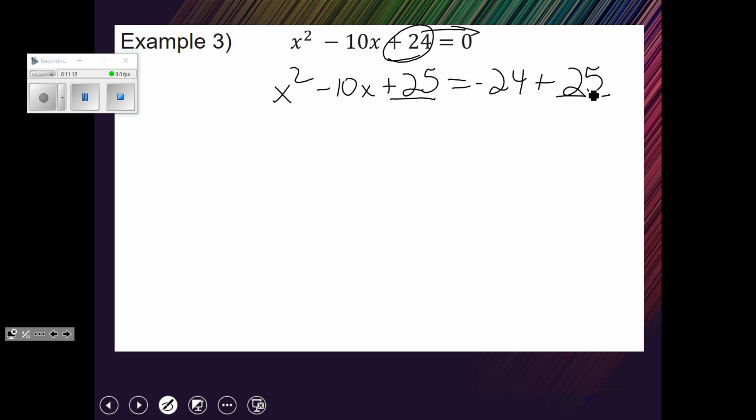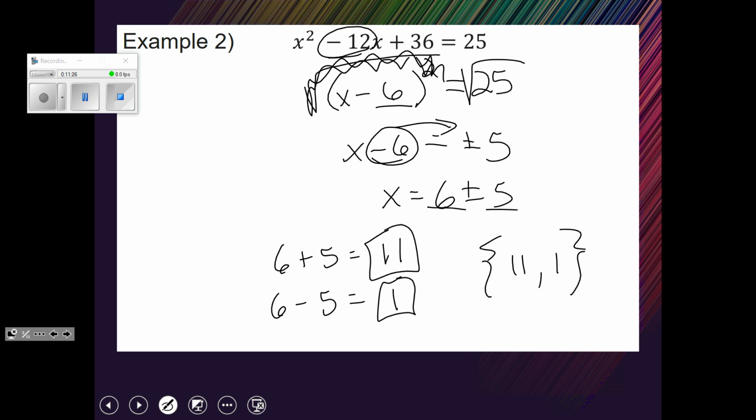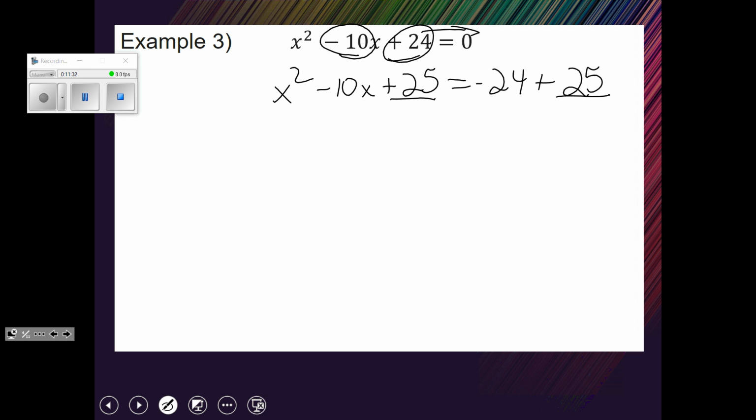Because you've got to find something that will complete the perfect trinomial. And so to get this number, you take half of this middle number, half of 10 is 5, and then square it, and you get 25. Take half of it and then square it. That's the key to it. Okay? All right. From there, we're going to factor it.